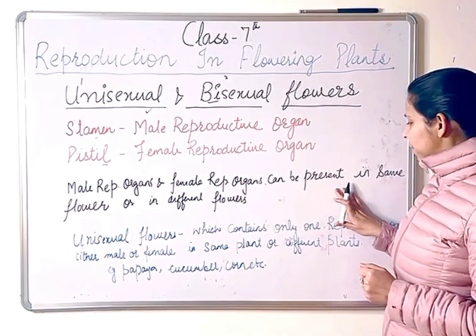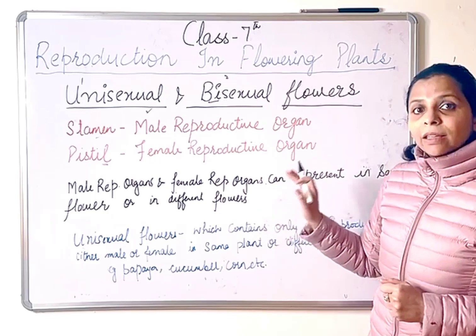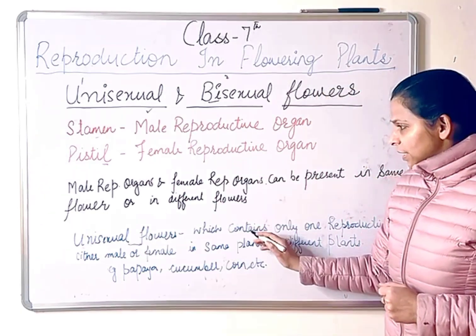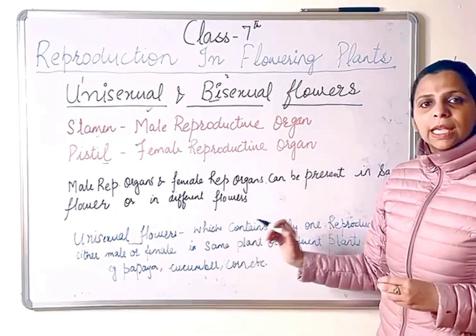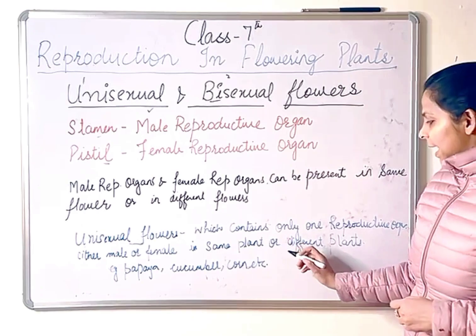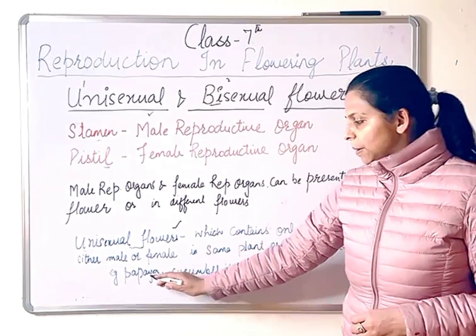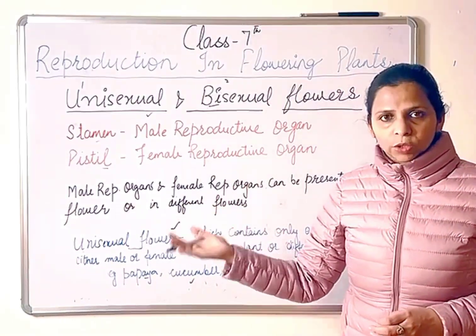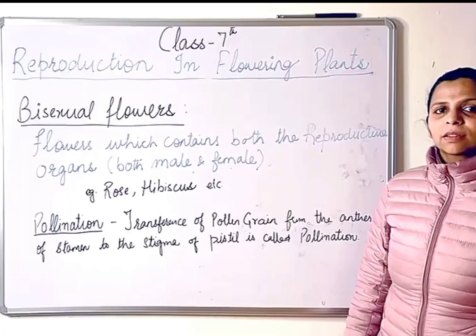So I've written here also, if you want to write, that male reproductive organs and female reproductive organs can be present in the same flower or in different flowers. The definition of unisexual flowers is that the flowers which contain only one reproductive organ, either male or female, are called unisexual flowers. Examples, very important: papaya, cucumber, corn, and another, watermelon. They are all examples of unisexual flowers.